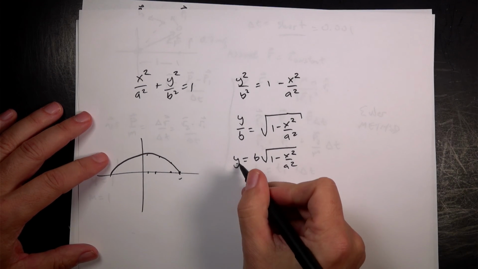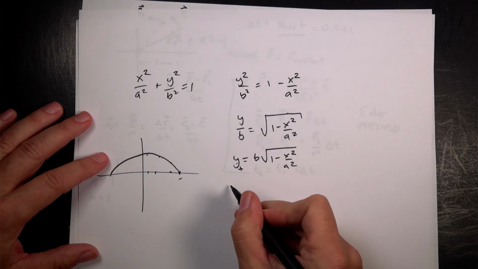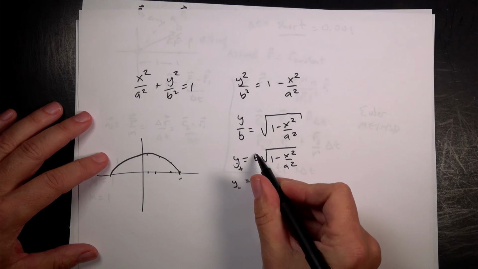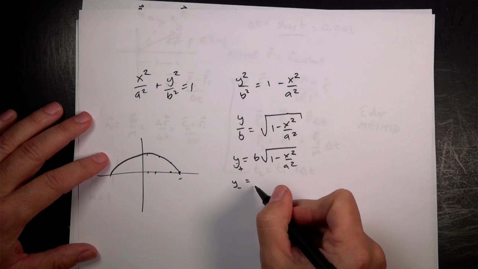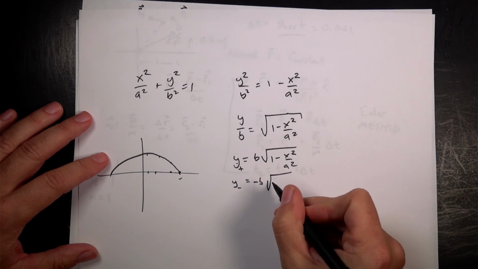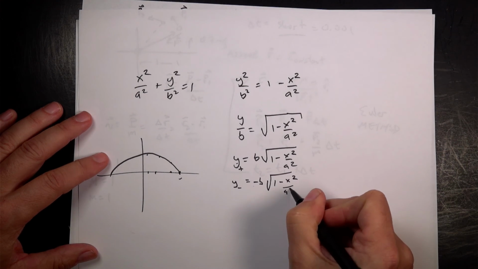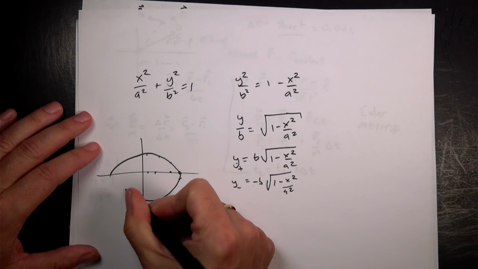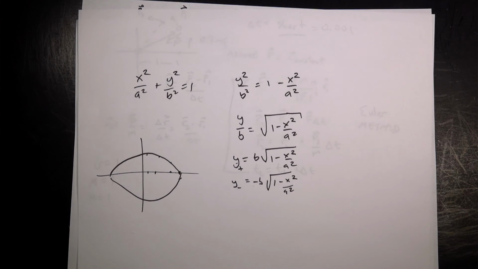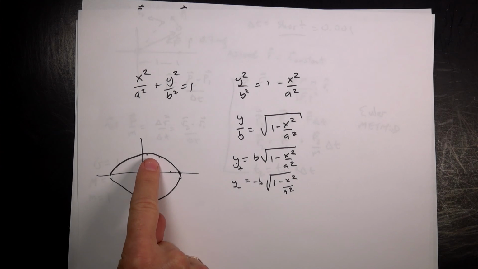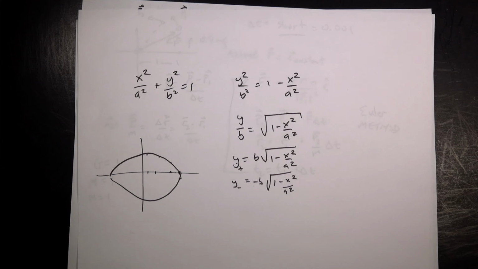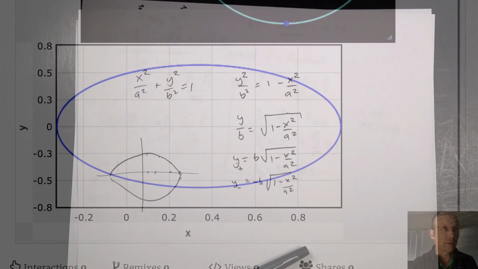So what I need is two y's. I need a y plus and a y minus, because when I take the square root, I get plus or minus. So I'm going to say negative b square root of 1 minus x squared over a squared. And I'm going to plot both those at the same time, and it'll look like that. Okay, so I actually need two curves. So let's make two curves and another loop and go through and calculate these values. And it's not going to work, and you may know why, but that's fine.